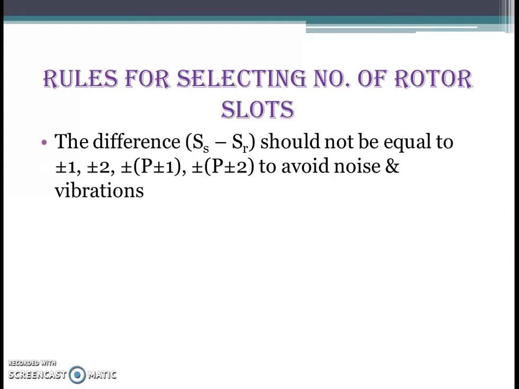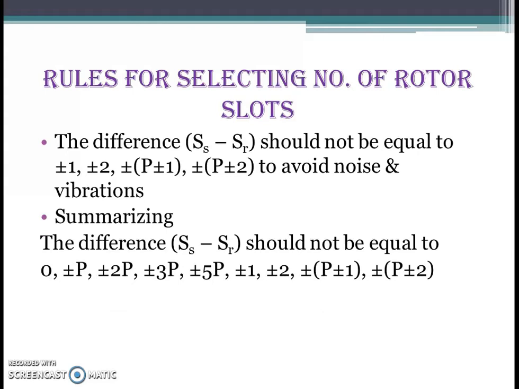The difference of stator and rotor slots should not be equal to plus minus 1, plus minus 2, plus minus P plus minus 1, or plus minus P plus minus 2, to avoid noise and vibrations. To summarize all the rules, the difference of stator and rotor slots should not be equal to 0, plus minus P, plus minus 2P, plus minus 3P, plus minus 5P, plus minus 1, plus minus 2, plus minus P plus minus 1, plus minus P plus minus 2.